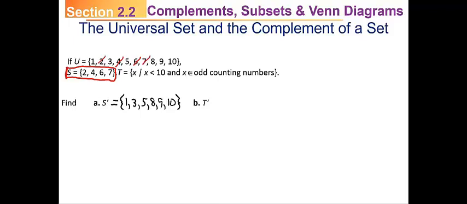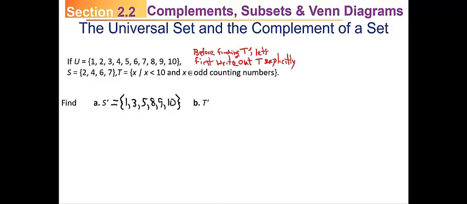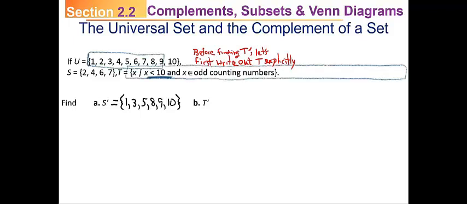Now let's move to T complement. First of all, I noticed that T was written in set builder notation. So the first thing I would do is write out T explicitly before even thinking about forming the complement. So we need to know what those elements are explicitly. So we're looking for the numbers less than 10 that are inside the universal set. That would be the numbers 1, 2, 3, 4, 5, 6, 7, 8, 9.